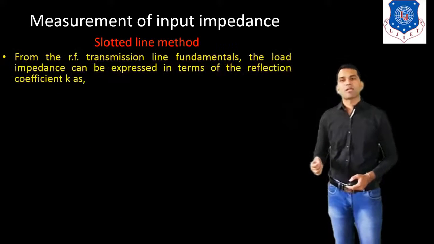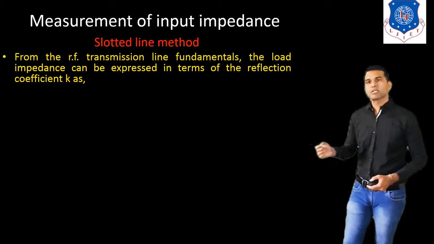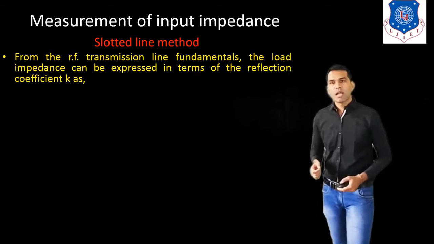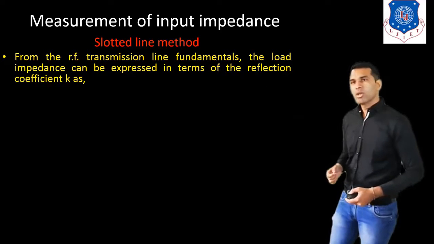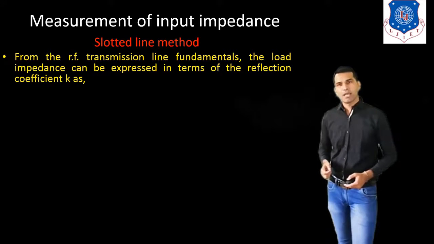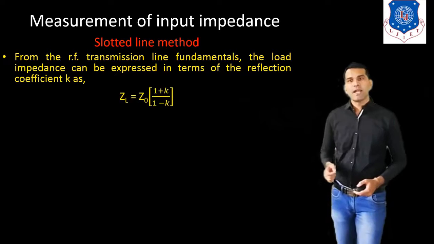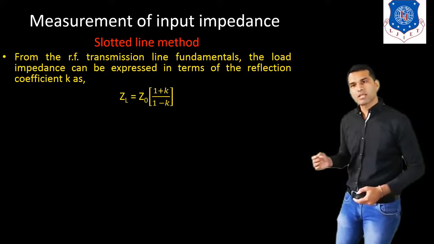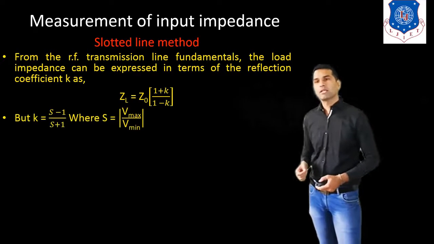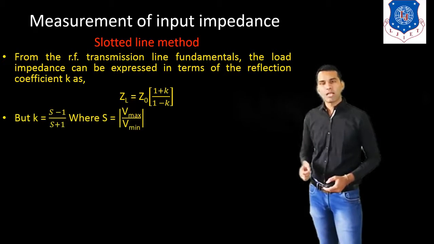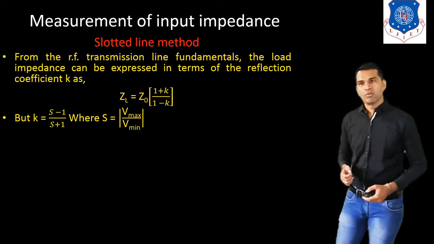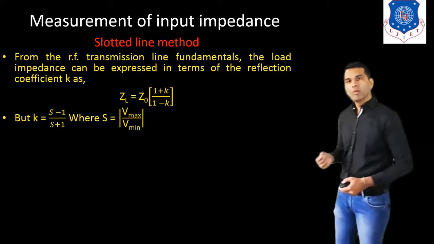Now we discuss the second method of input impedance measurement. This is the slotted line method. From the RF transmission line fundamentals, the load impedance can be expressed in terms of the reflection coefficient K as ZL equals Z0 times (1 plus K) upon (1 minus K). But we know that K is nothing but (S minus 1) upon (S plus 1), where S is the ratio of Vmax upon Vmin, that means maximum voltage upon minimum voltage.